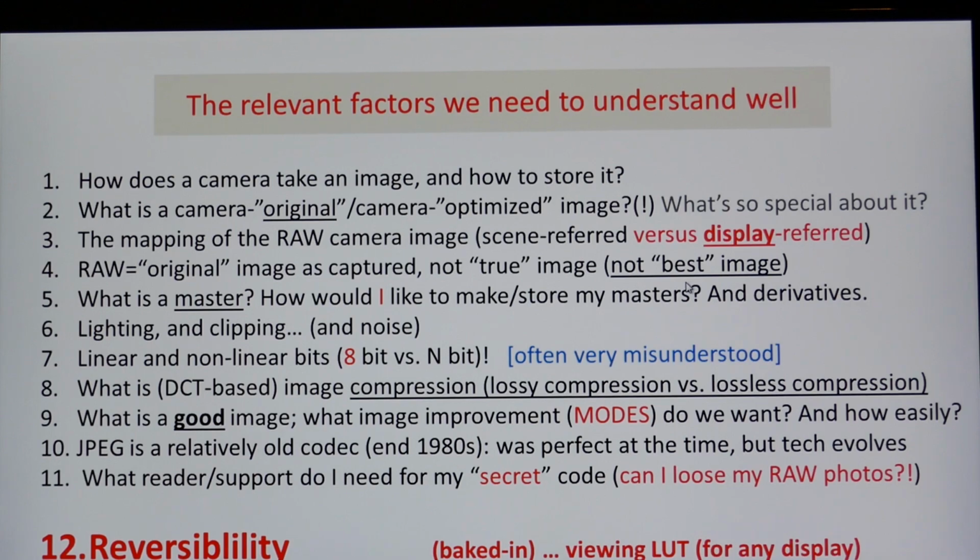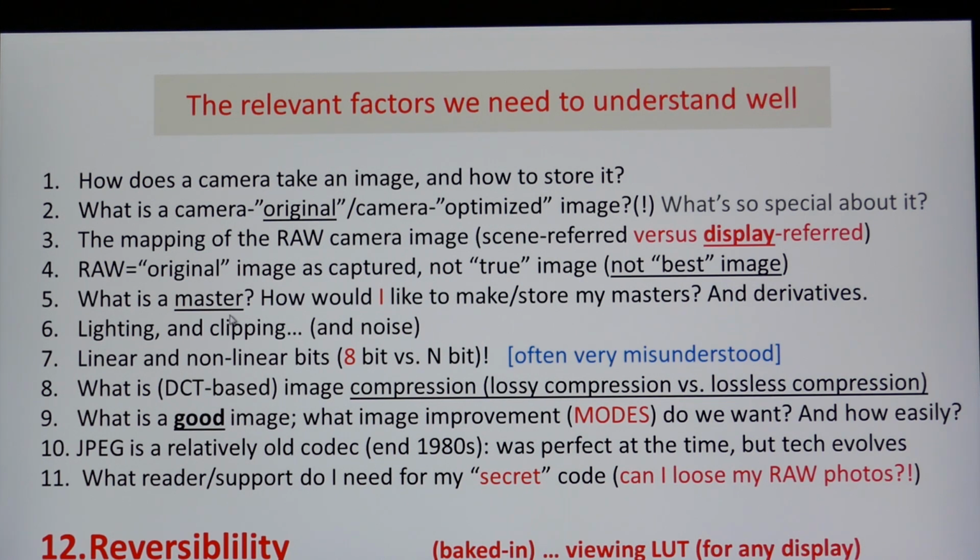It's also not the best image. The best image is something which depends on taste and the situation. So yeah, can an automaton do that? But RAW doesn't do anything. It's just capturing whatever the hardware of the camera does.